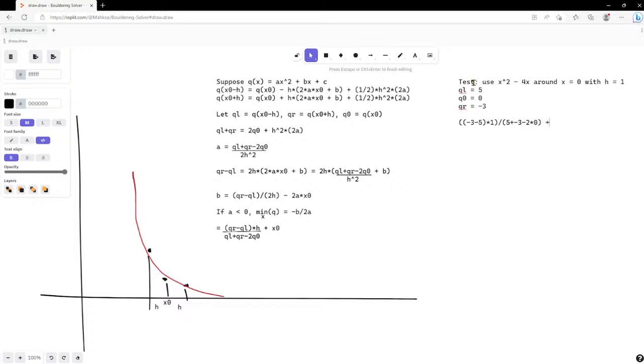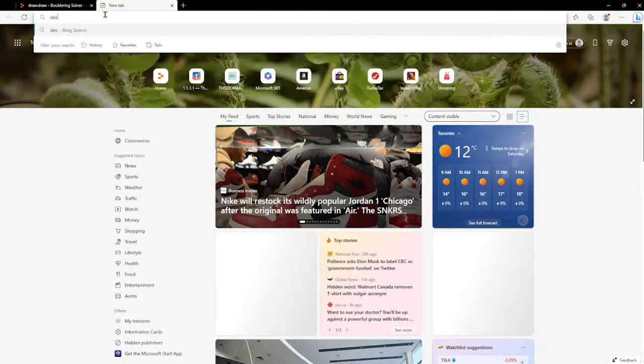And then I add that to 0, I get, so that is negative 8 divided by 0. Oh no, 2 times 0, I gotta remember my order of operations. So 5 plus negative 3 is 2, which equals minus 4. And is that correct? I mean, I think it is, but let's just go ahead and use Desmos. Why not?